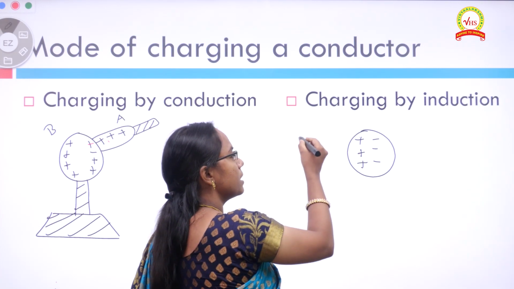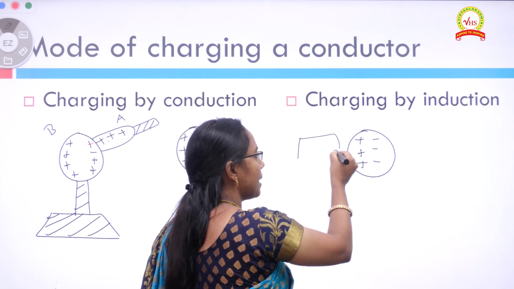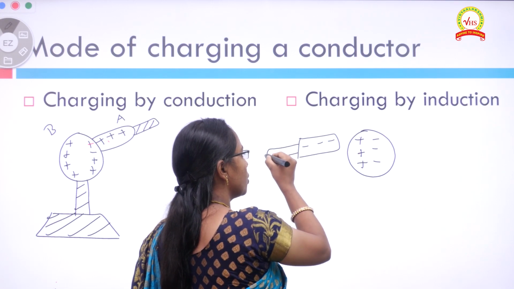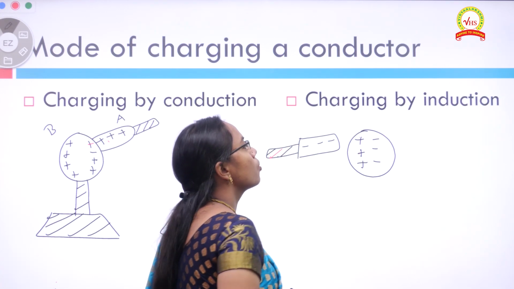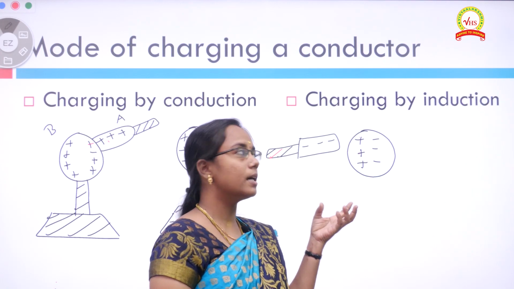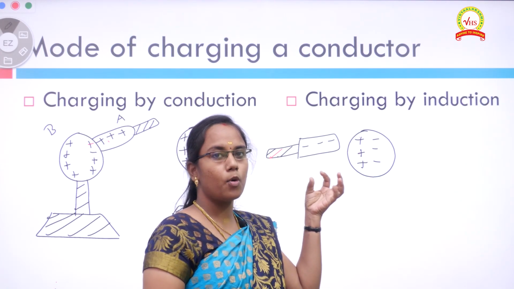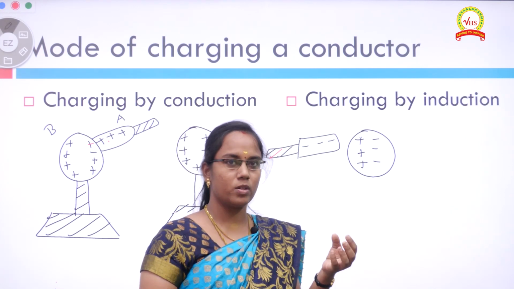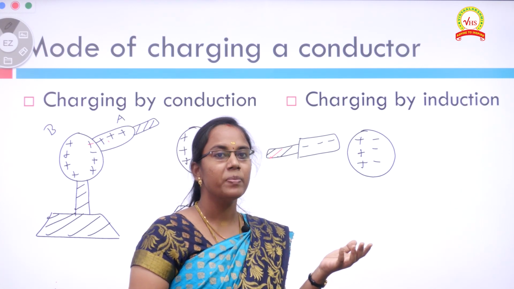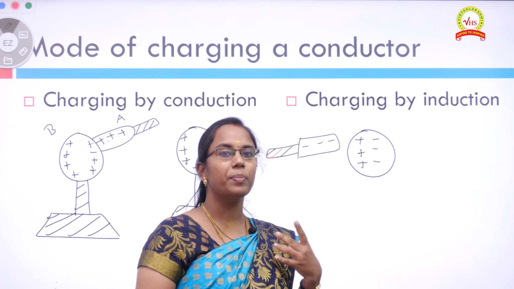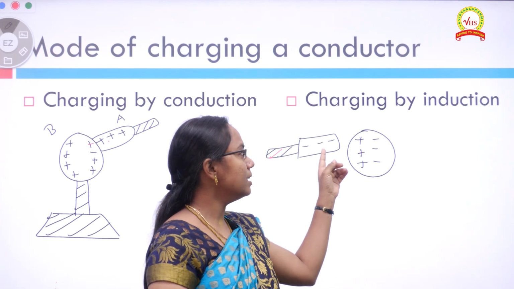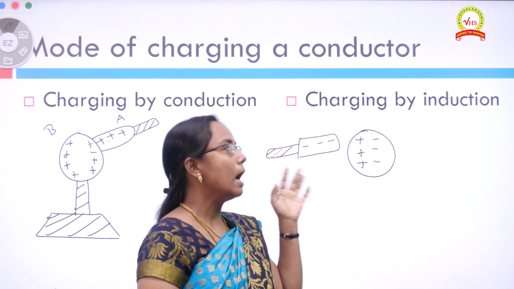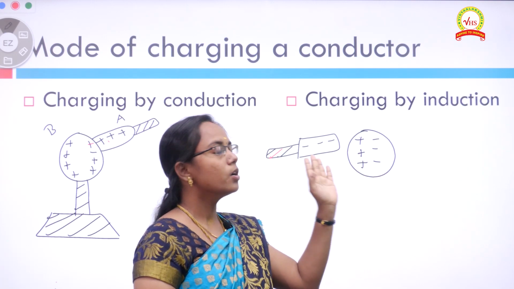So here I am going to bring a negatively charged plastic rod, and it is connected to an insulating handle. A negatively charged plastic rod means that it has an excess amount of electrons. So what will these electrons do? We have seen in the properties of charges, right? Unlike charges will attract each other and like charges will repel each other. So this negative charge will attract all the positive charge towards it and repel the negative charges to the other side.